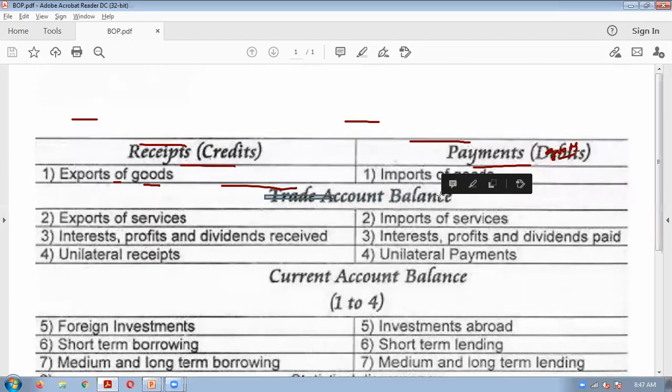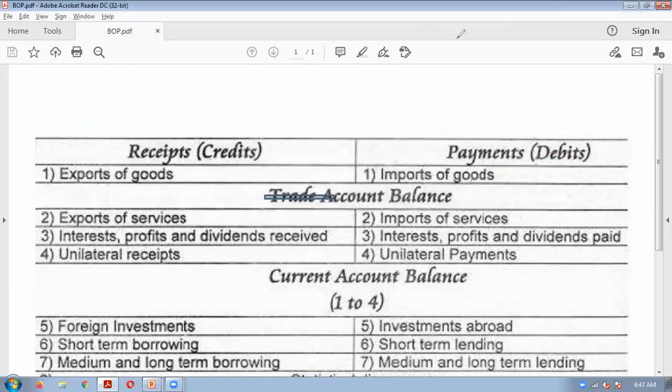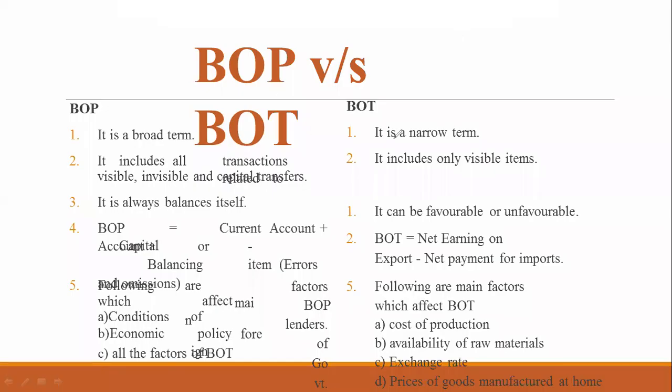Here if you see, only goods are considered for balance of trade. So balance of trade is a narrow concept. Balance of payment is a broader concept because it will include all transactions: visible goods, invisible services, and capital transfers. In balance of trade, only visible items are included.